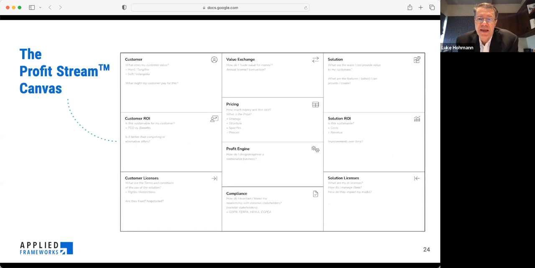This is an example of what it looks like in detail. You can find a version of it on our website, and it will also be thoroughly explained in our forthcoming book on software profit streams.